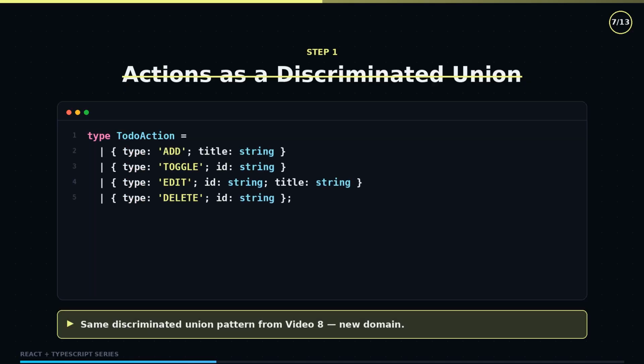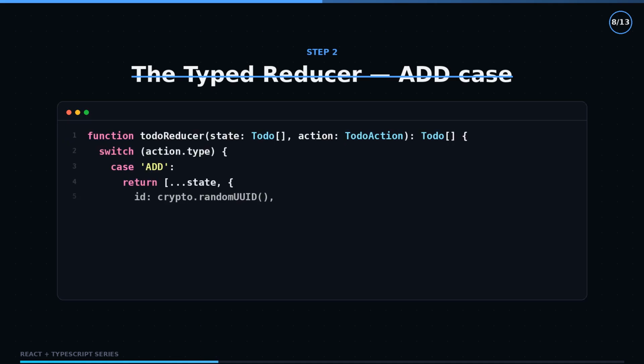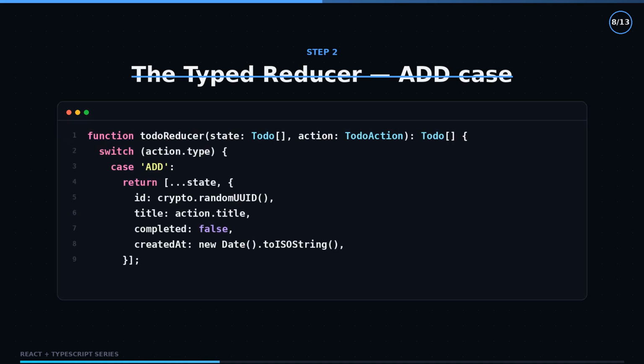5. The reducer: add, toggle, edit, delete. Step 1. Actions as a discriminated union type. TodoAction equals: type add, title string; type toggle, id string; type edit, id string, title string; type delete, id string. Step 2. The typed reducer function. Function todoReducer, state, TodoAction.